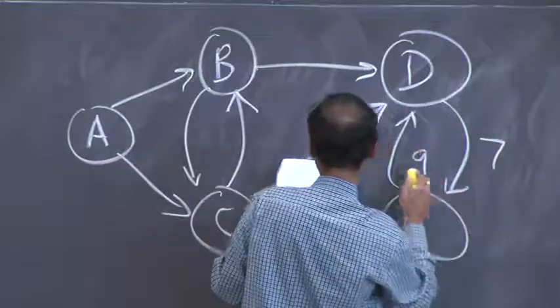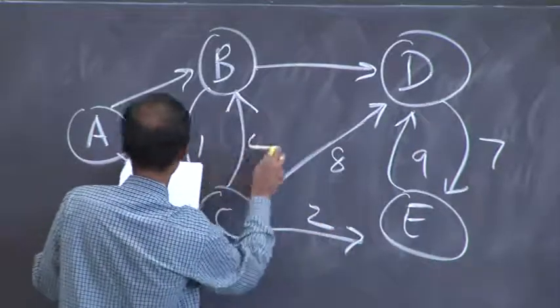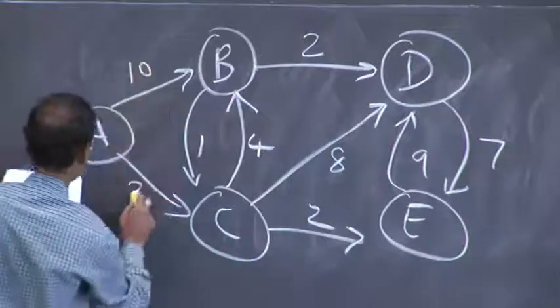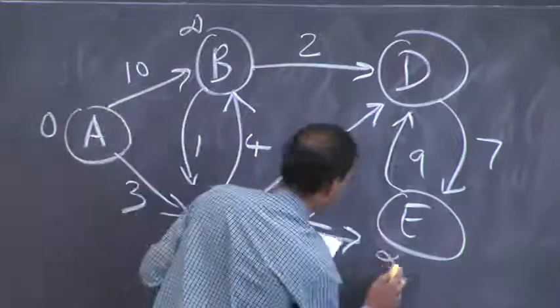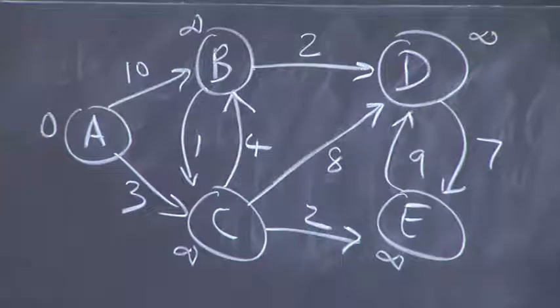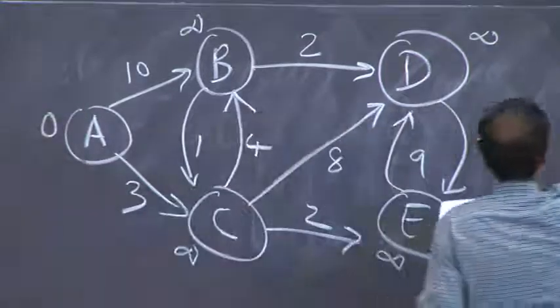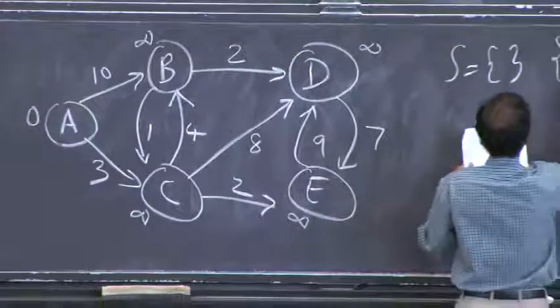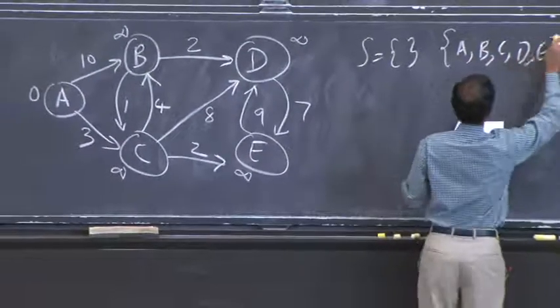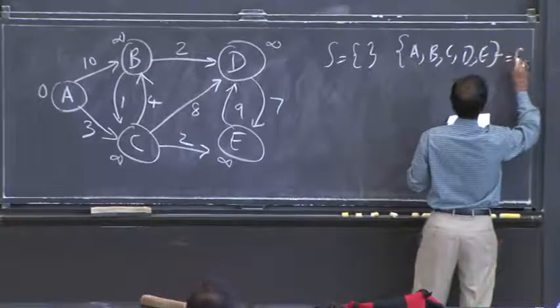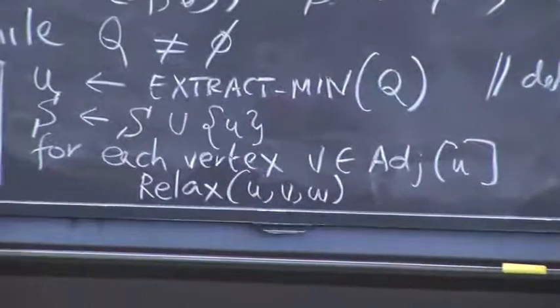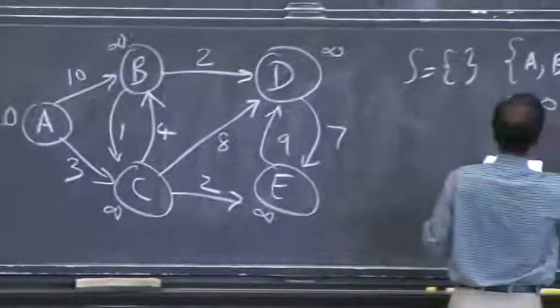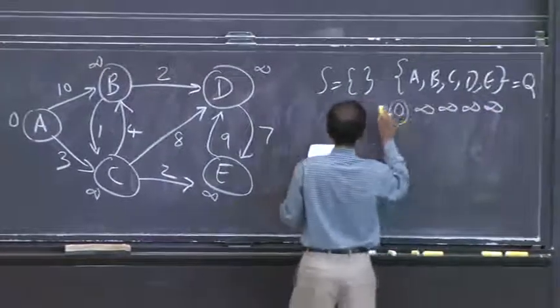So that's 7. You start with A being the starting vertex. D of A is 0, and D of B through E are all infinity. Your S is null to begin with, and Q has all of the 5 vertices in it. So extract min is going to select A. That's the only one that is a 0, because you've got 0, infinity, infinity, infinity, infinity. You select that, and you set S to be A.